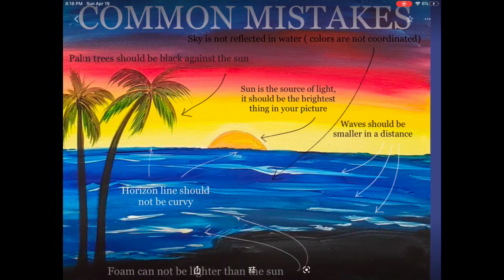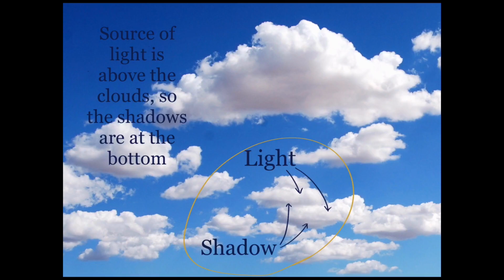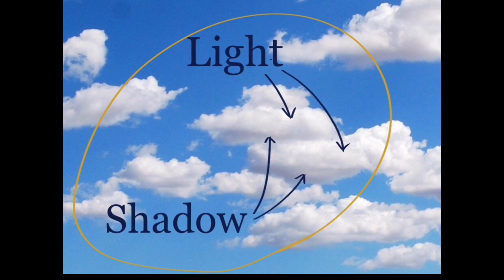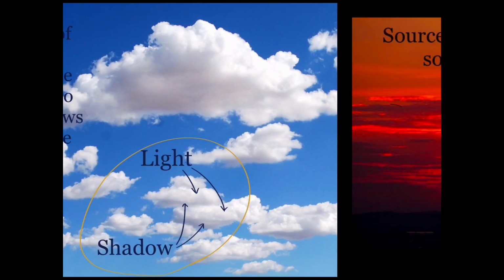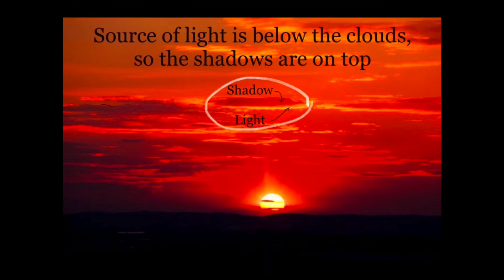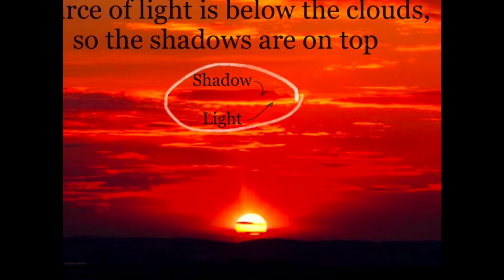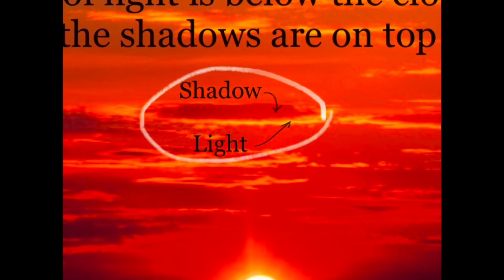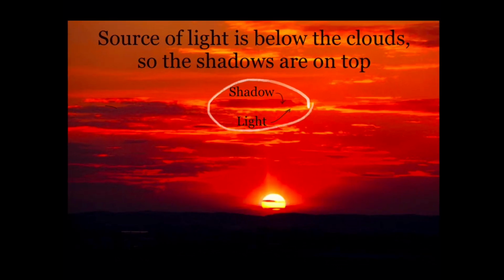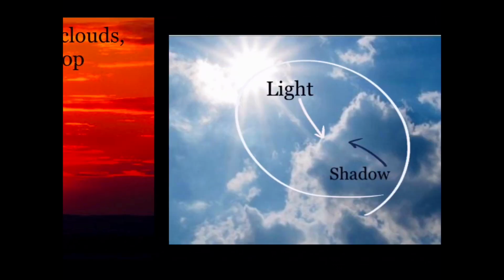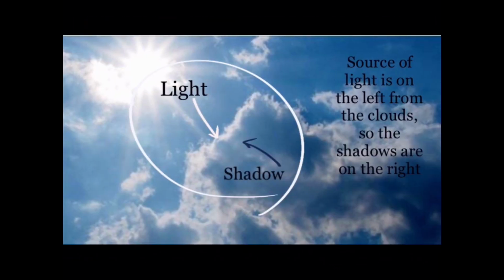Let's move on. Let's now talk about clouds, how you shade them, right? They are the main element of your sky. So normally you have the sun above the clouds, and there will be light on top and shadow at the bottom. Sometimes you have it vice versa. When the sun is down, the shadow will be on top of the cloud and light will be at the bottom of the cloud. It depends on the source of light, of course.